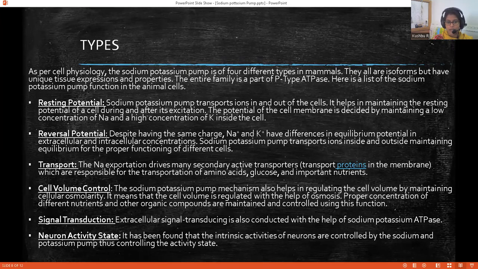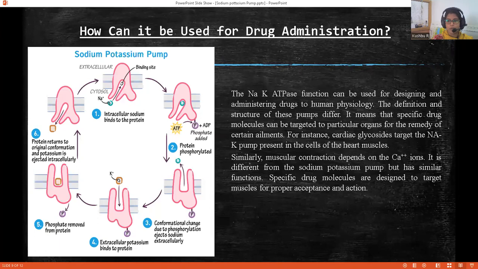Then neuron activity is also stimulated by adding on to the consistency of your sodium potassium pump's active stage. An applicatory part of your sodium potassium pump is that it can be used in drug administration, where your drug will mimic potassium ions and your cell will take potassium ions into the cell, thereby taking in the drug that is designed according to your potassium ions. So the drug can be administered into the cell.